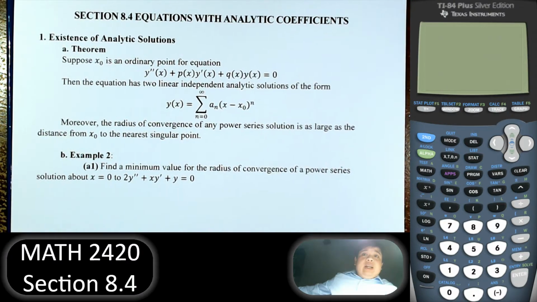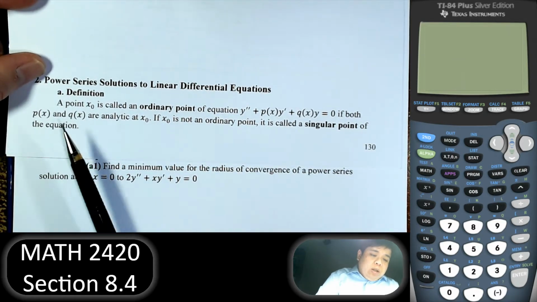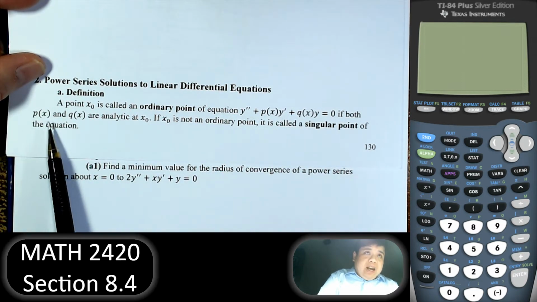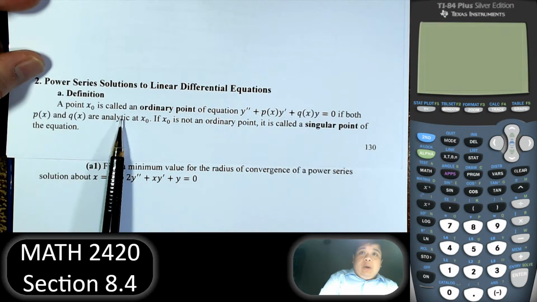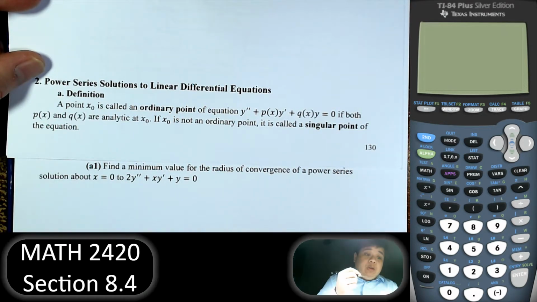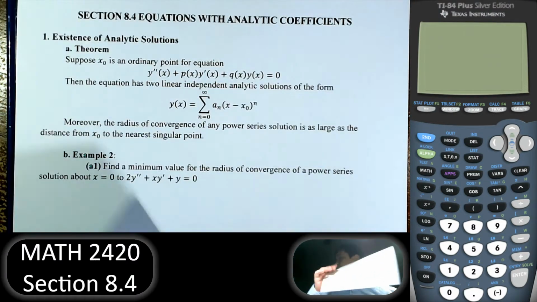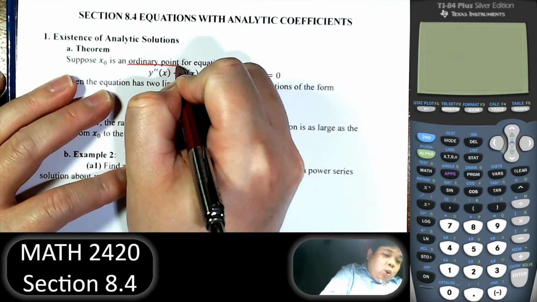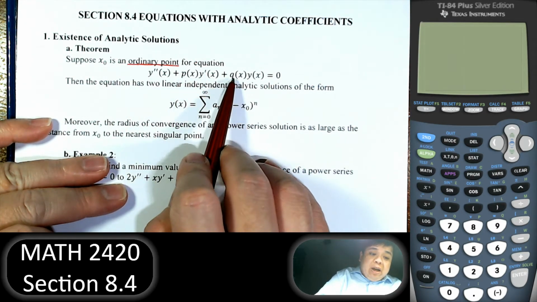So that actually is from the previous section 8.3. In 8.3 we have this definition: a point x0 is called an ordinary point of the equation if both p of x and q of x are analytic at x0. By analytic we mean there is a power series representation at x0. So in this case, when we say that it is an ordinary point, we mean that there is a power series representation for p of x and q of x centered at x0.